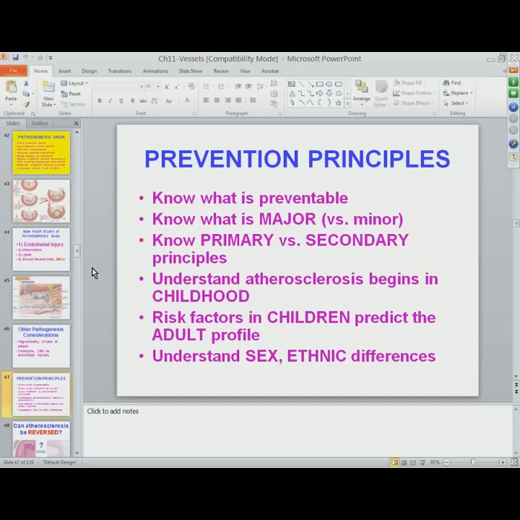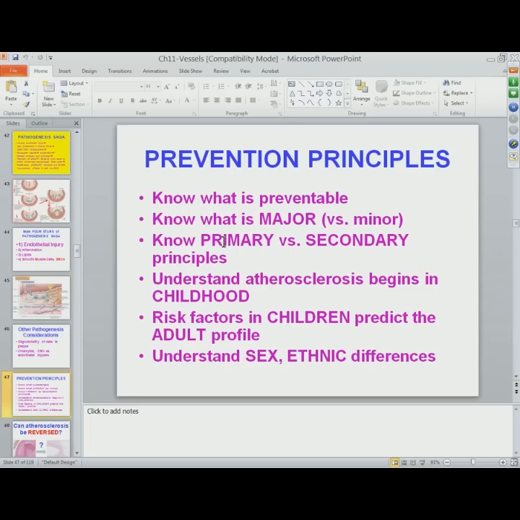Prevention principles, well, we've mentioned it. Let's give the general principles. I think you have to know what your major and minor risk factors are, because you have to know which principles are to be attacked or prevented. And you all know that the 4 major risk factors are all either preventable or treatable: the hypertension, the cigarette smoking, the diabetes, the hyperlipidemia.